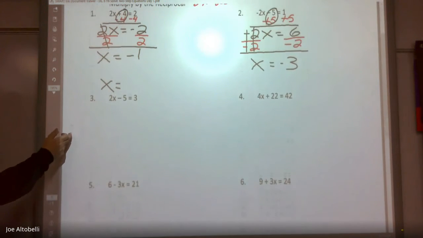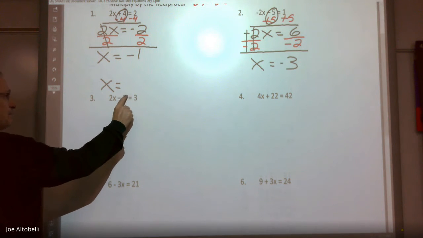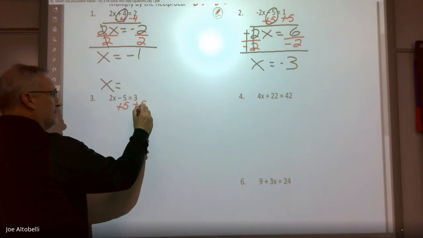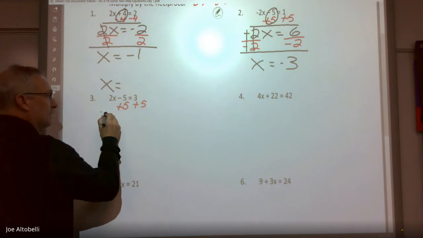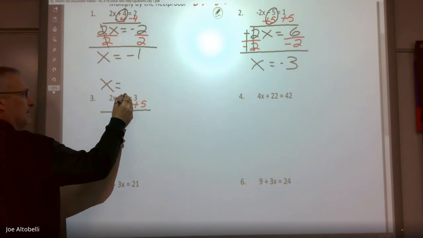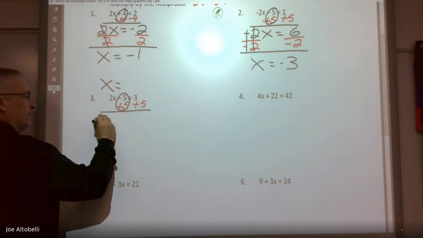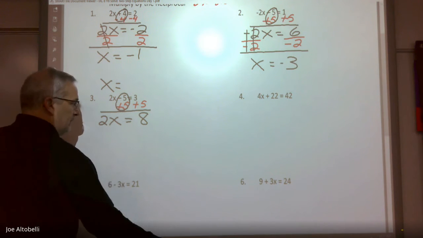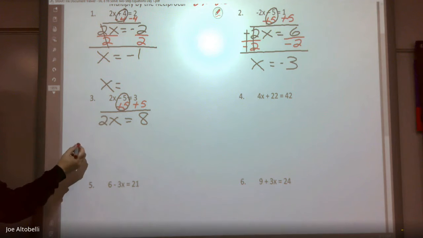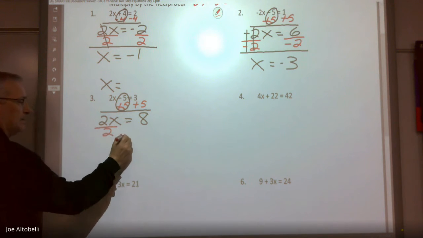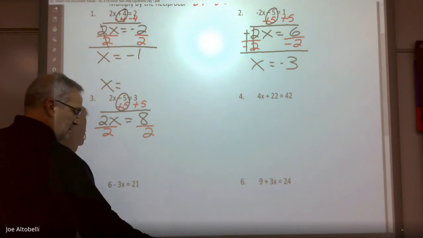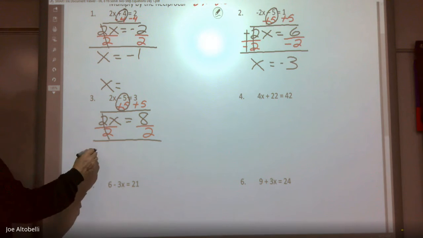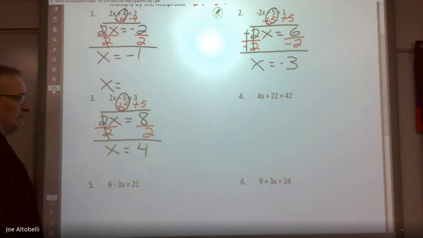Number 3, how do we undo subtracting 5? Add 5. So we're going to add 5, add 5. What we do to one side, we must do to the other. This zeroes out. So we have 2x equals 8. Then, to undo multiplying by 2, we divide by 2. Again, this cancels. That's why I did it. So I get x equals 4.